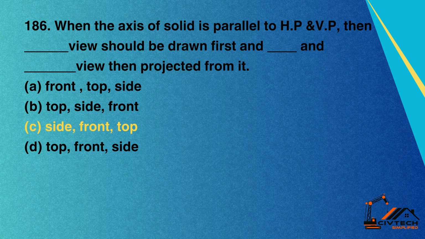186. When the axis of solid is parallel to HP and VP, then the side view should be drawn first, and the front and top views then projected from it. A. Front, top, side. B. Top, side, front. C. Side, front, top. D. Top, front, side. Correct option: C, side, front, top.